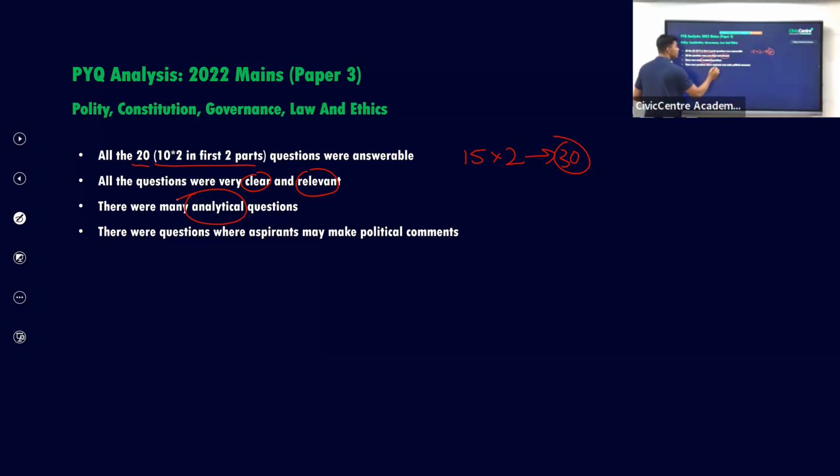There were questions where aspirants may make political comments. This was very important, because every one of us has a political leaning. Though we say we are politically neutral, we have some perspectives. When you get such questions, be very careful. Don't give out your political perspective. The question could be favoring the party in rule, criticizing the opposition party, or vice versa, or state versus center. Make sure you write the answer from the perspective of a bureaucrat.